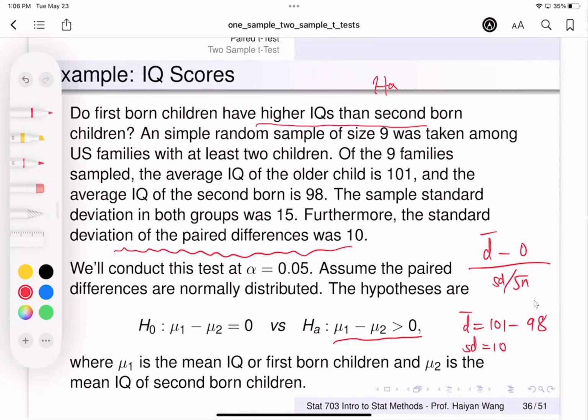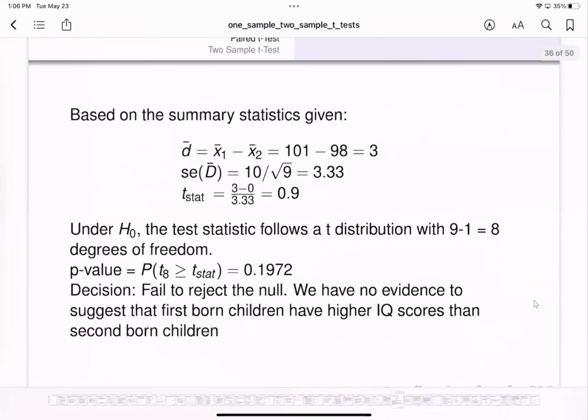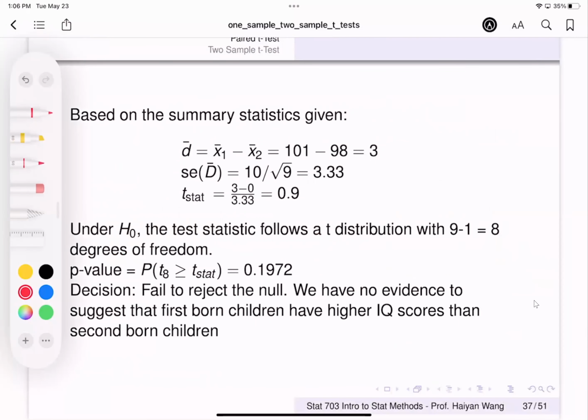Therefore, the statistic would be simply equal to this D bar divided by 10 over square root of 9. So that's the sample standard deviation 10 over square root of 9, and D bar here is the 3. And then when we compute the statistic, we get the 3 minus 0, where 0 is under the null value. And the denominator is the standard deviation estimate based on the sample standard deviation of the D bar. And then this test statistic, we will use to determine the p-value.